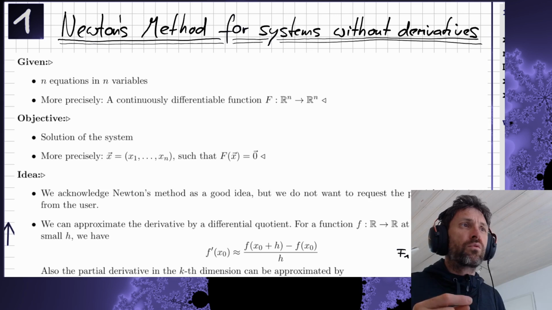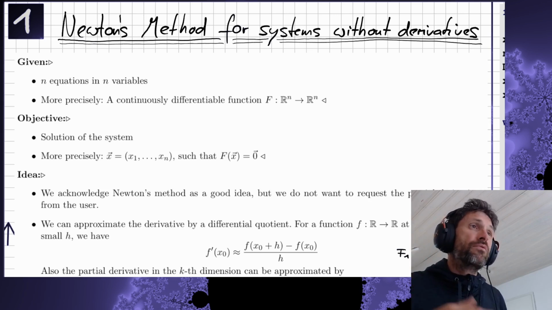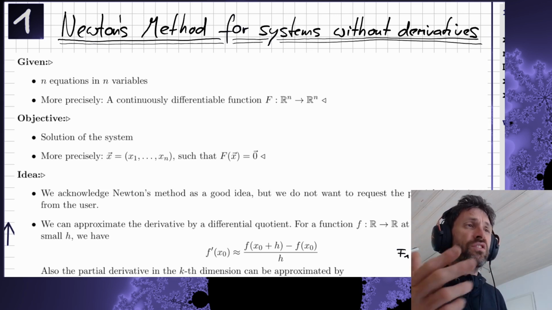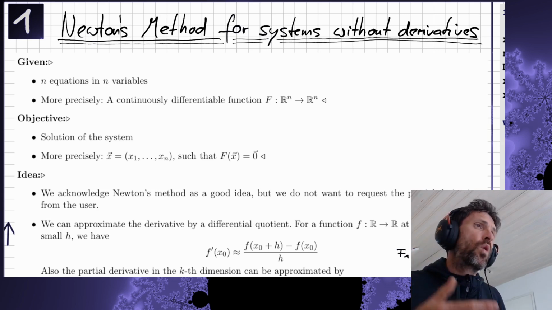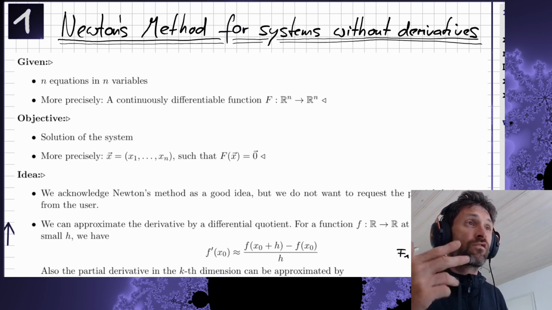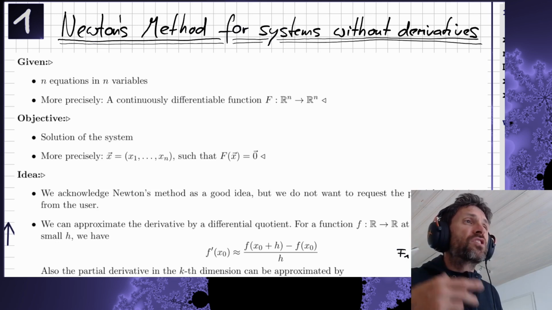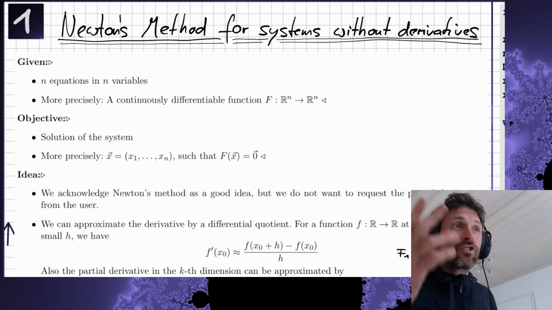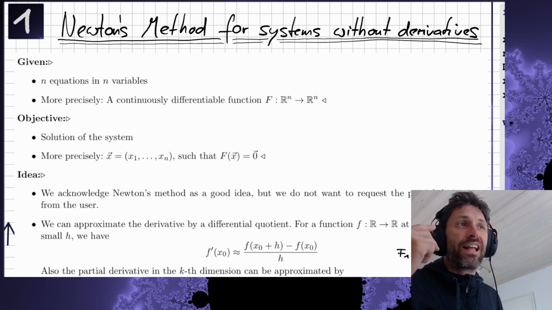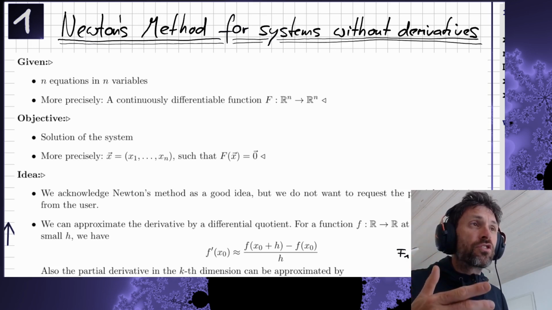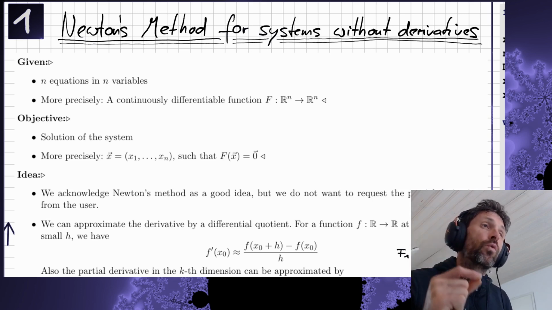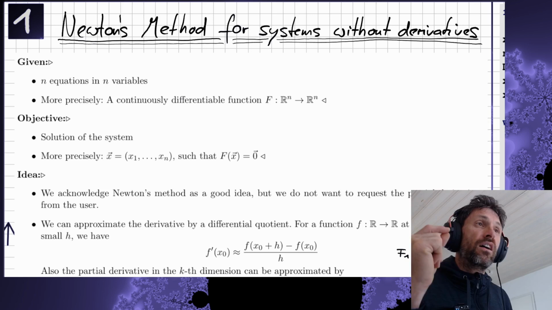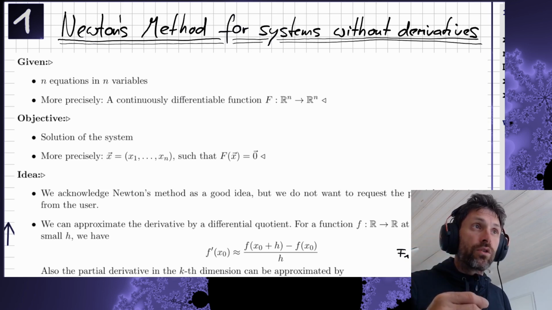If the user is the one who has to provide them, then he will never use that algorithm, because either he does not remember the rules of the derivatives, or it's just too much work to provide, or there is no term function but a function which can be called by an algorithm or by the user, but there is no term you can derive. So we definitely need an algorithm without derivatives.